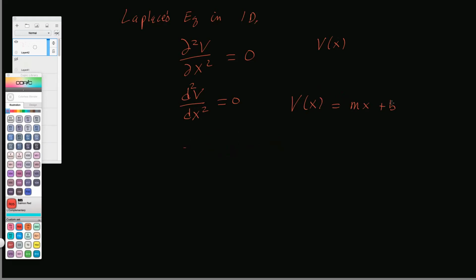Here's where boundary conditions come in. You have to have them. If you don't have them, you don't have a solution. Maybe you know it's linear, but that's all you know.